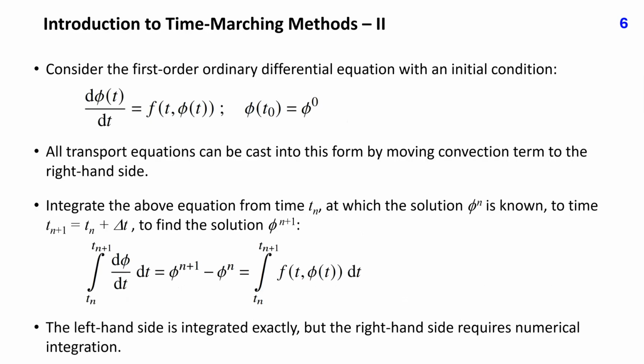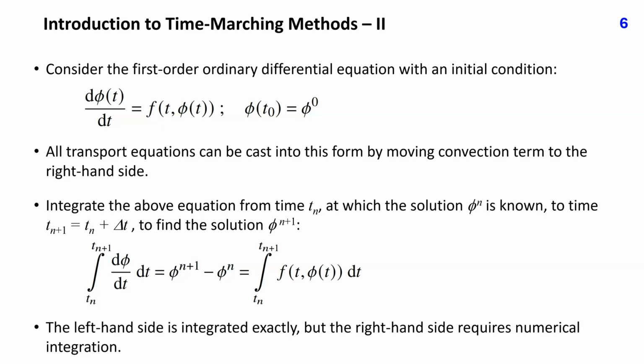Methods for computing unsteady flows are based on the same principles as methods applied to initial value problems for ordinary differential equations. We therefore first consider the first-order ordinary differential equation, given here, with an initial condition. All transport equations can be cast into this form by moving all terms other than the rate of change term to the right-hand side, that is, the function f contains convection, diffusion, and source terms.